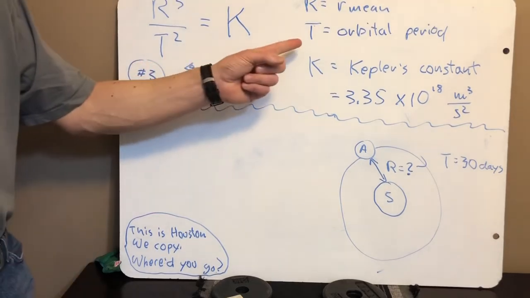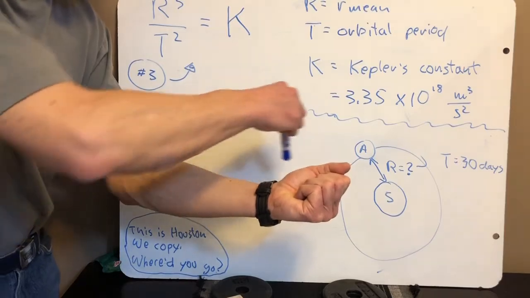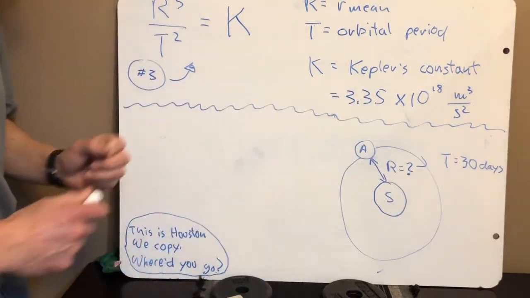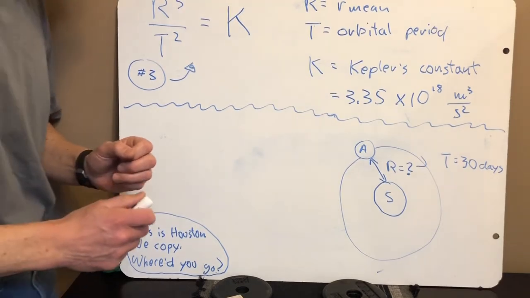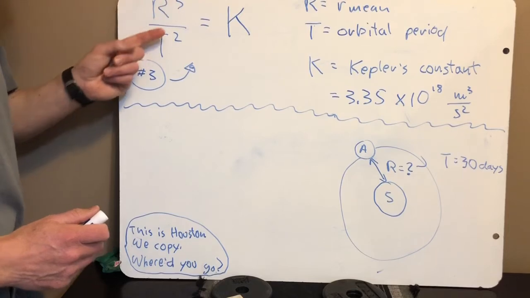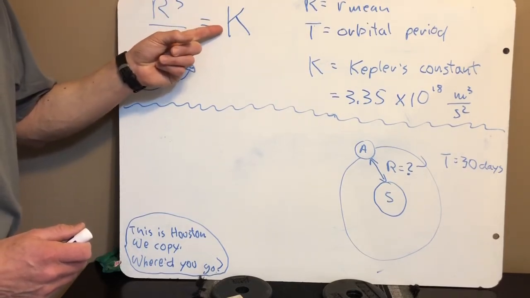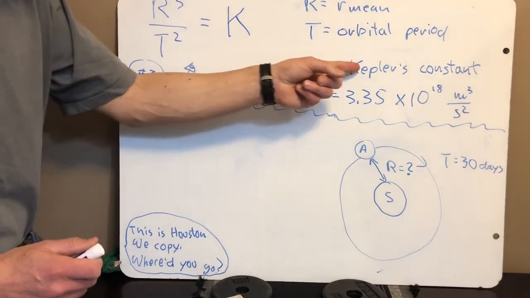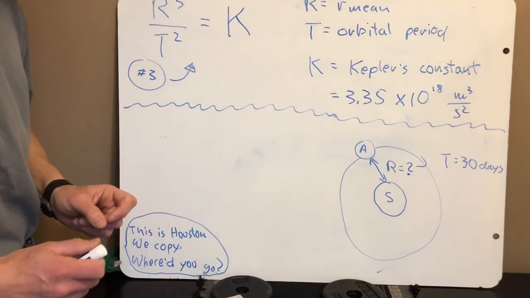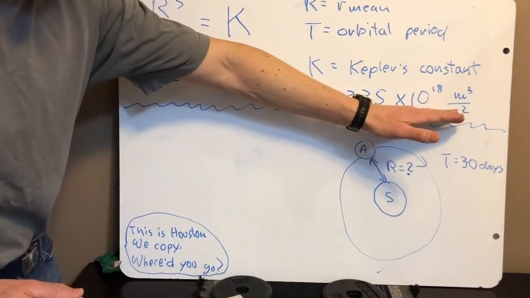T, of course, is the orbital period. The orbital period of something is how long it takes to go around the sun once. And again, it doesn't matter what you're talking about. As long as something is in a solar orbit, r cubed over t squared is going to equal the same number, some constant. We call that Kepler's constant, and it works out to be 3.35 times 10 to the 18th meters cubed per second squared.